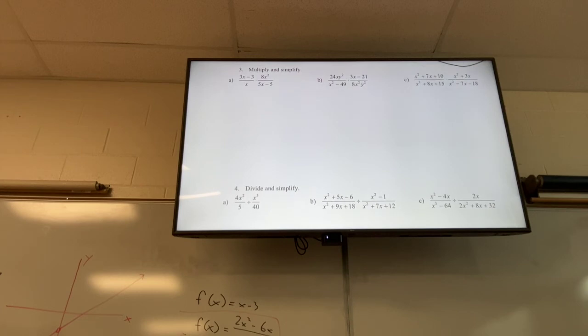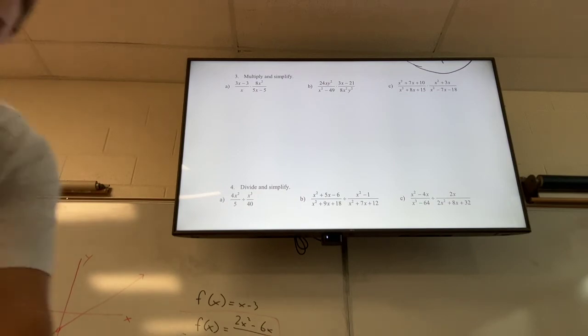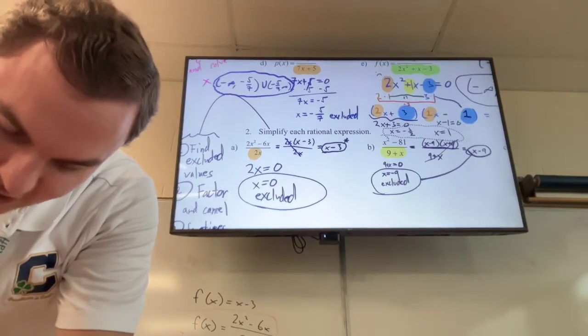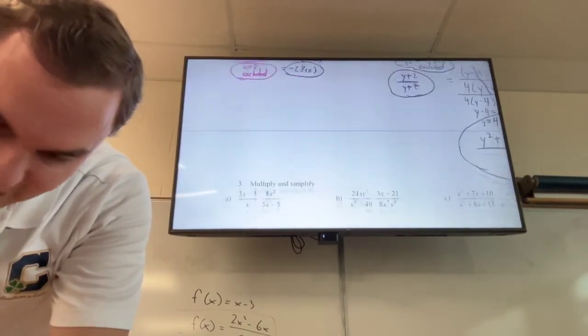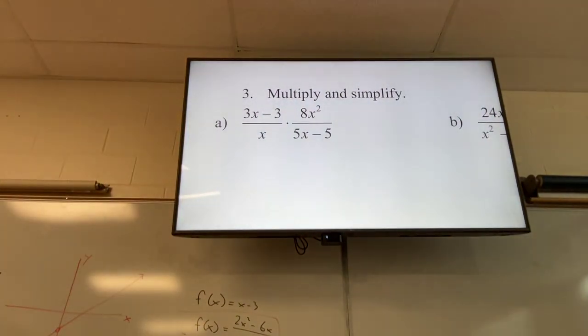Okay, these next 6 are the same thing, except we're going to simplify down here just like we did up here, okay? So we're going to follow these same steps. We just have to multiply these together first, okay? How do I multiply two fractions together? Just straight across, yeah. So here's how I'm going to write it.